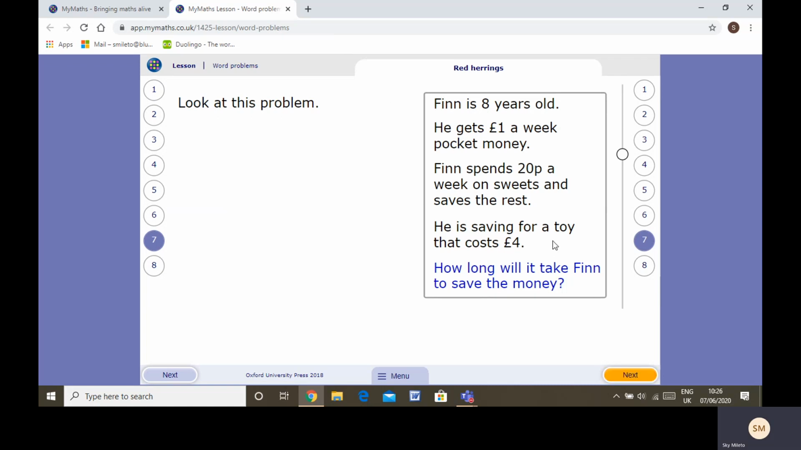Now immediately I can see, does it matter how old Finn is? No. He could be a 30-year-old. He could be 10, he could be 1, he could be 100. It wouldn't make any difference about the money he's saving for his toy. So I know I can cross that out, the top bit. I don't need to know how old Finn is.